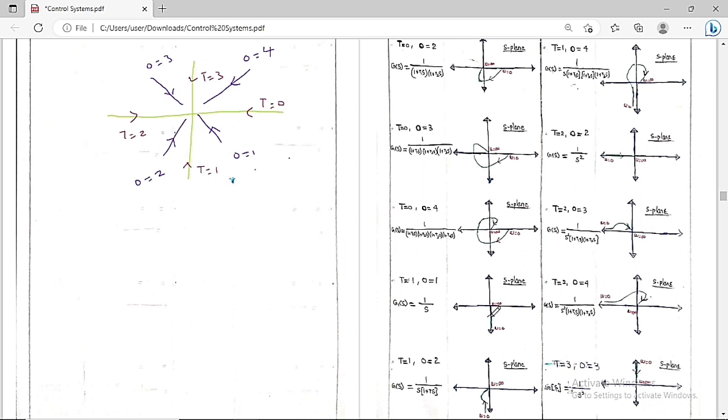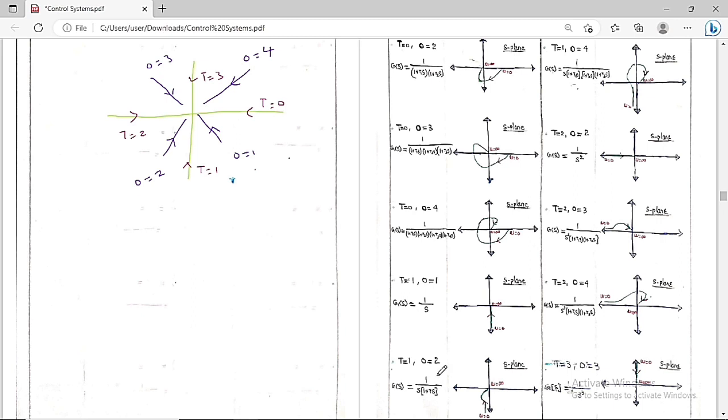So now let's go for the other system, which is G(s)H(s) = 1/(s(1+Ts)). So now we can say what is the type of the system? Type of system is the number of poles which are present at the origin in the open loop transfer function. So your type is equal to 1.